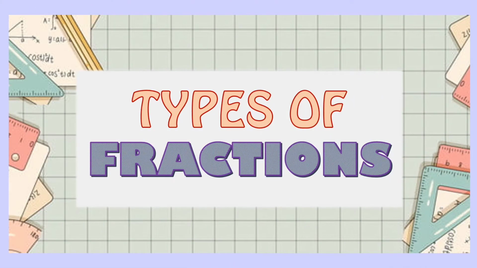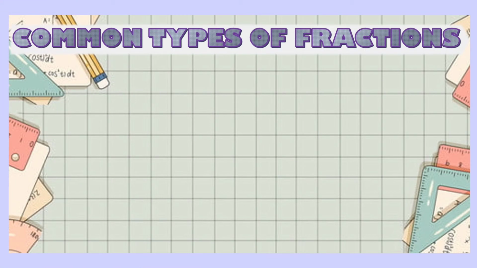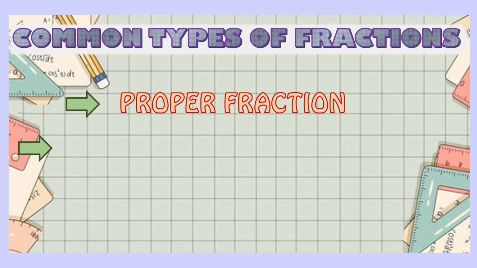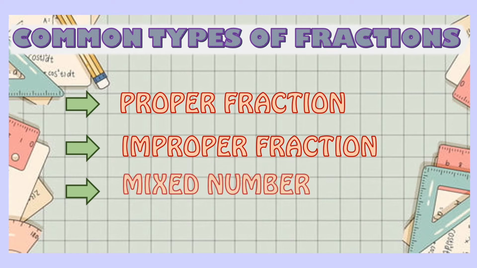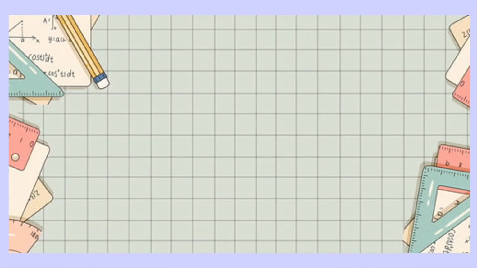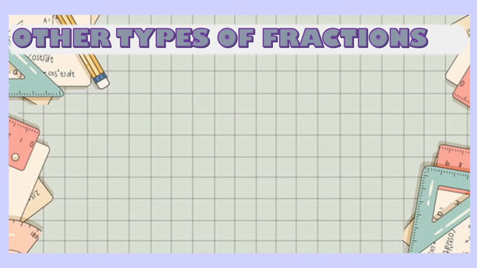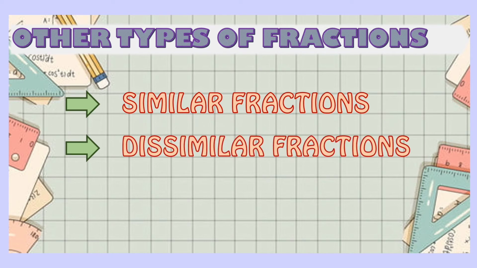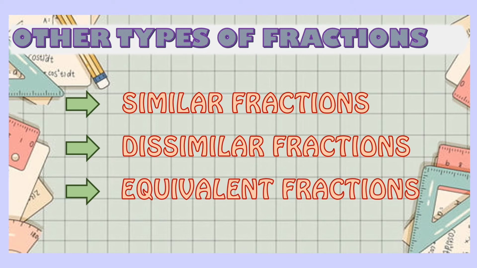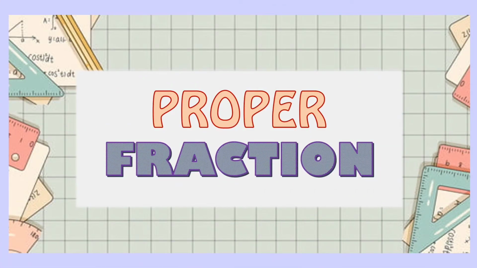We have different types of fractions. The common types of fractions are proper fraction, improper fraction, and mixed number. The other types of fractions are similar fractions, dissimilar fractions, and equivalent fractions. Let's start with proper fraction.